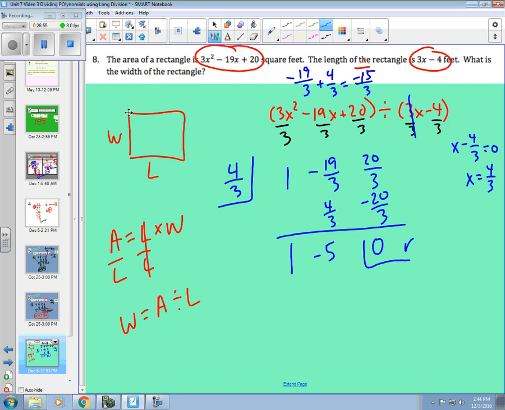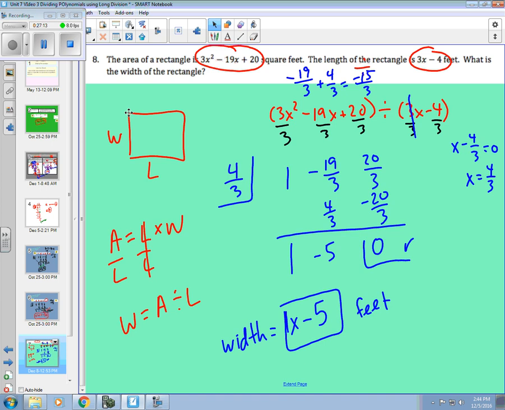So our answer is 1x minus 5, or just x minus 5. So that would be the width. The width is x minus 5, and I suppose we should label this feet. X minus 5 feet is the width. All right, so you're going to try some of these out now on the practice.